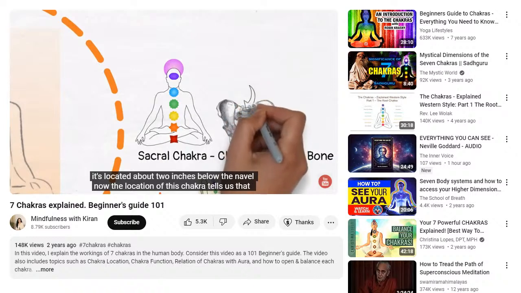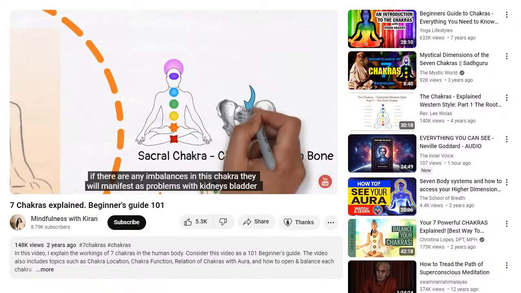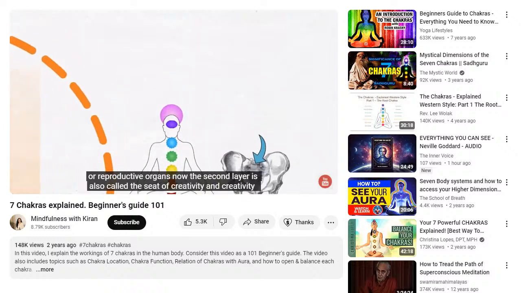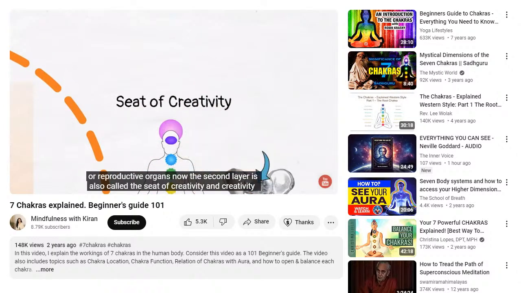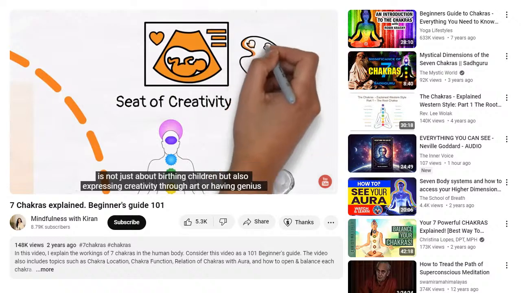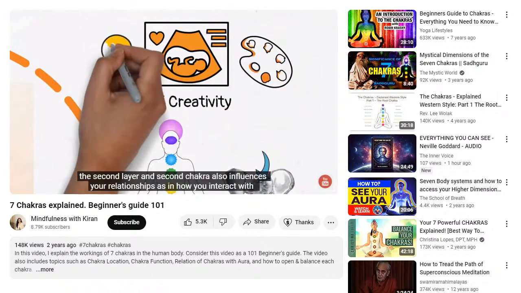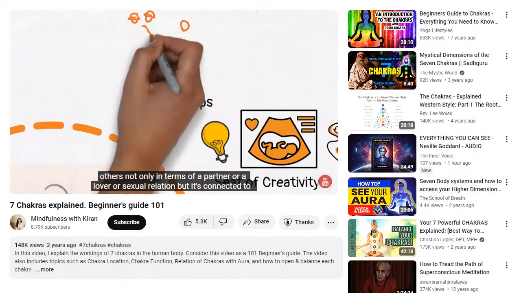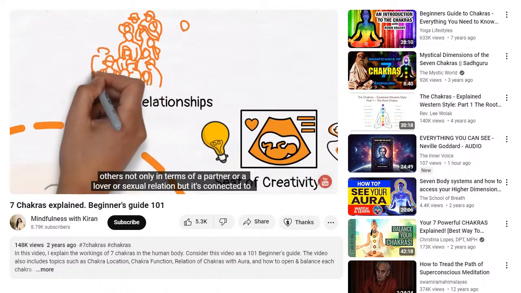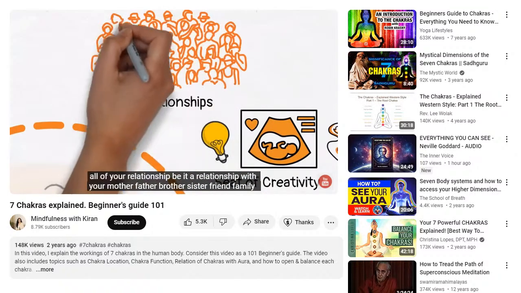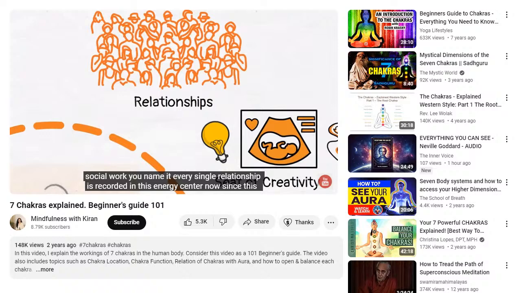Now, the location of this chakra tells us that if there are any imbalances in this chakra, they will manifest as problems with the kidneys, bladder, or reproductive organs. The second layer is also called the seed of creativity. And creativity is not just about birthing children, but also expressing creativity through art or having genius ideas. The second layer and second chakra also influence your relationships, as in how you interact with others, not only in terms of a partner or a lover or sexual relation, but it's connected to all of your relationships, be it a relationship with your mother, father, brother, sister, friend, family, social work, you name it. Every single relationship is recorded in this energy center.